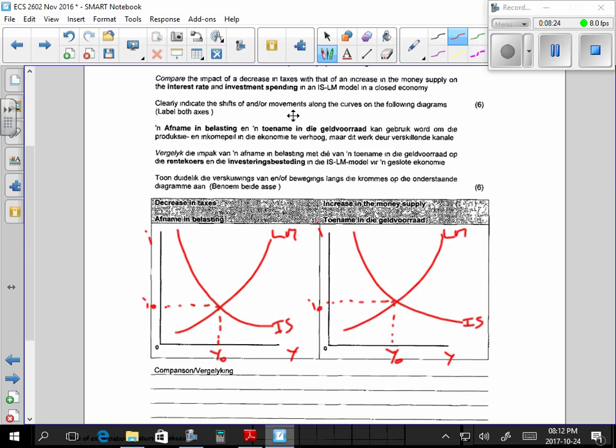In graph A, you need to show the impact of a decrease in taxes. We use the goods market to derive the IS curve. A decrease in taxes is what? It's an expansionary fiscal policy, which means we would shift the IS curve to the right. Here's your IS curve shifting to the right to IS1. It increases the interest rate from I0 to I1, and it increases output and income to Y1.